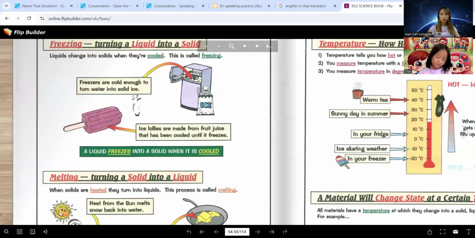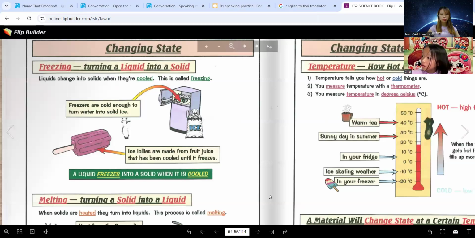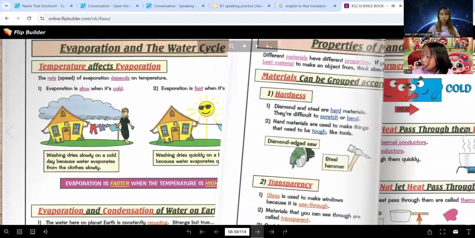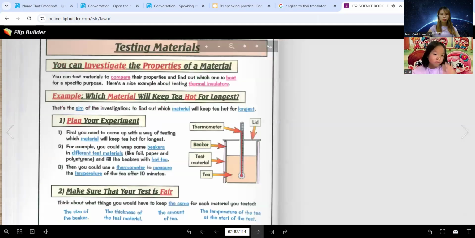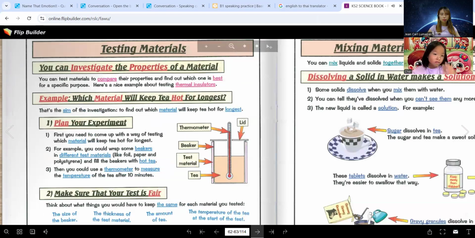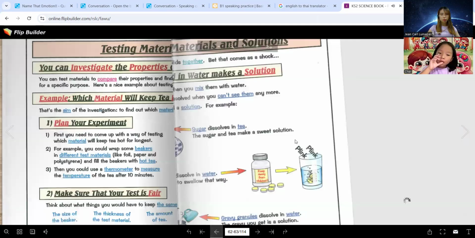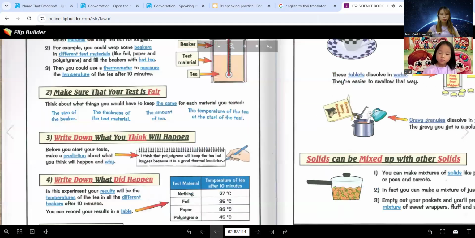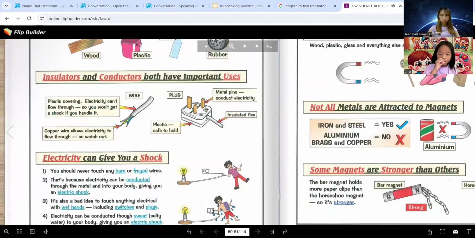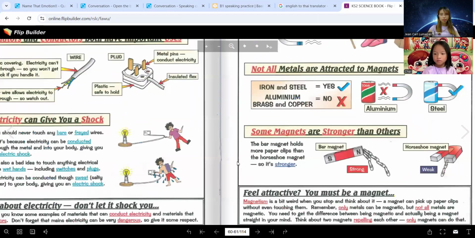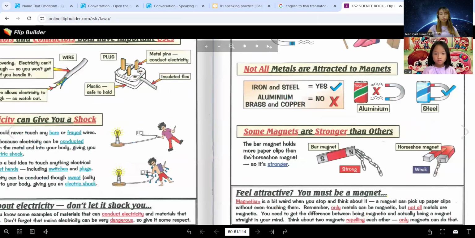Okay, where are we now? Changing state. We're done with this one. Okay. Let me check where we are. Can you still remember? Wait for a while. Oh, here we are, done with this, right? Let's have a review.